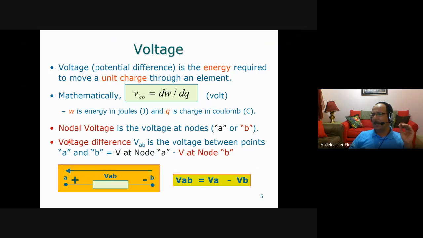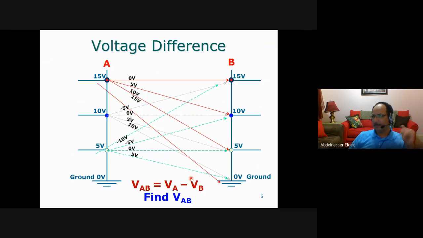So again, this is a definition of what? Of the nodal voltage and the voltage difference. The voltage difference is the difference between this point and this point. So VA is the voltage at A. VB is the voltage at B. But VAB is the difference between A and B.